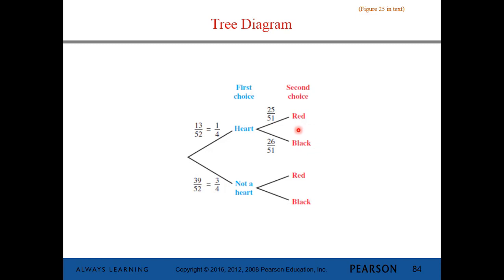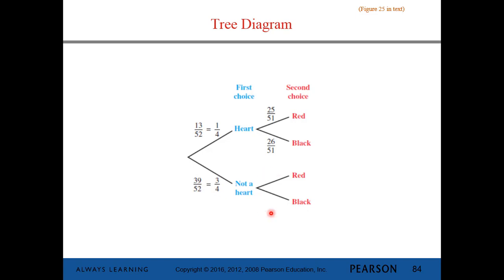Or the probability of drawing black, well, if you drew a heart, you drew a red card, which means you did not draw a black card, which means there's still 26 black cards in the deck, so it's going to be 26 out of 51. And notice these two numerators add up to 51. So these two probabilities add up to 1.